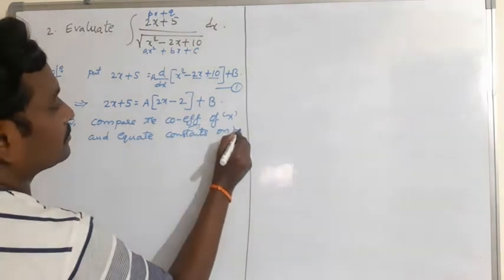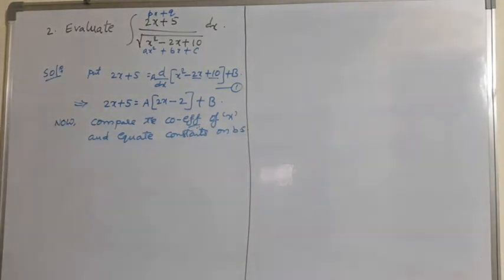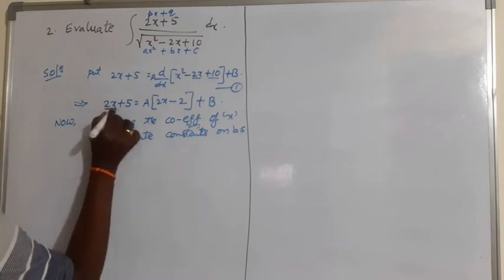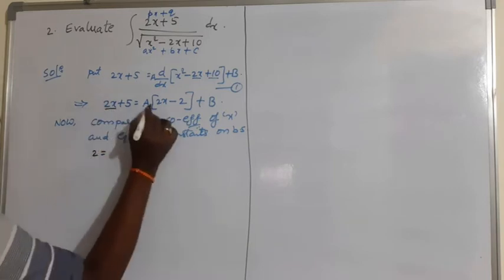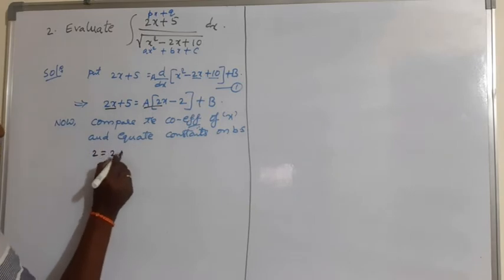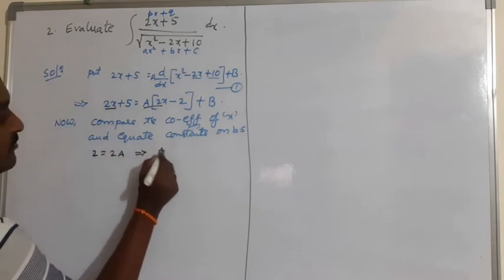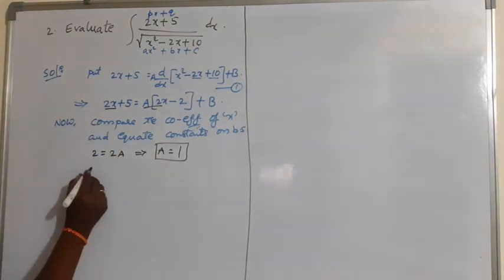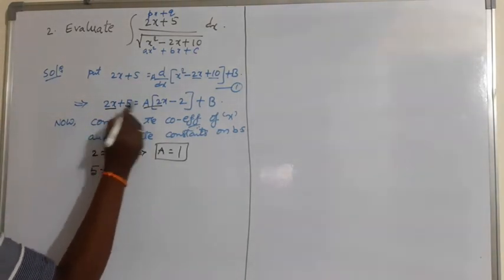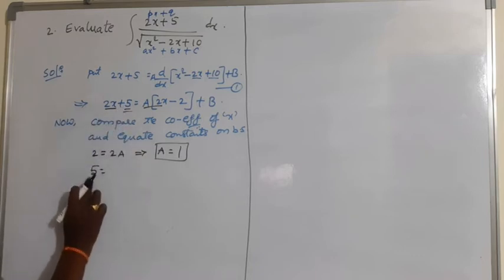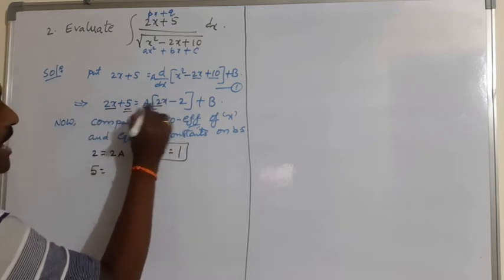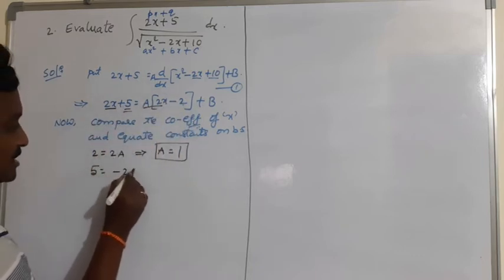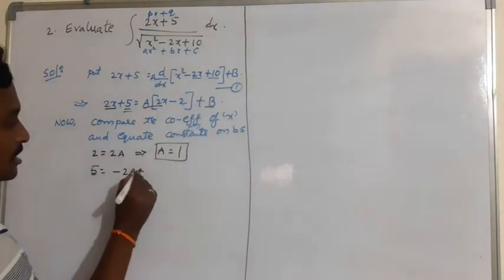On both sides, by equating the coefficients of x terms, you will get 2 on the left hand side and 2A on the right hand side. So the value of A is 1 directly. Now equate the constants. On the left hand side we have 5, and on the right hand side A into minus 2. Minus 2A is a constant, plus B is also a constant.